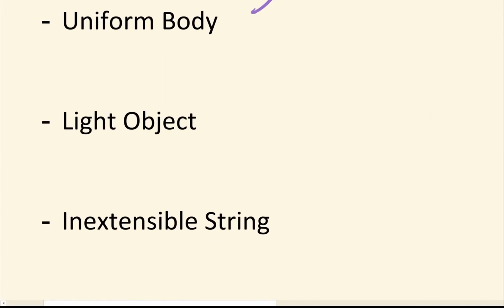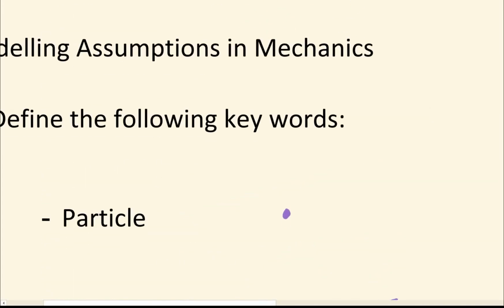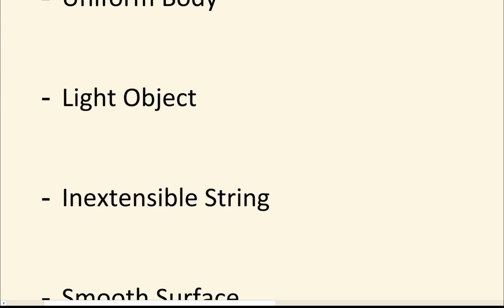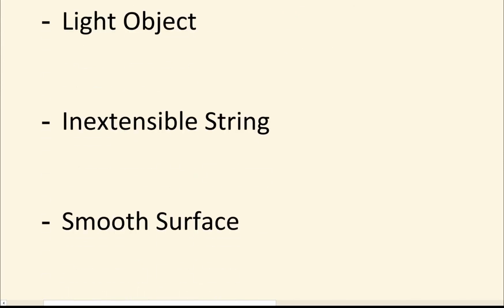A light object has no mass. Again, it can be particles, rods, laminas if you're told. Most things you're told explicitly if they are light or if they are not. Inextensible strings, so often you might have some sort of pulley question. That just means the string cannot stretch or contract, so no force is lost to the string.